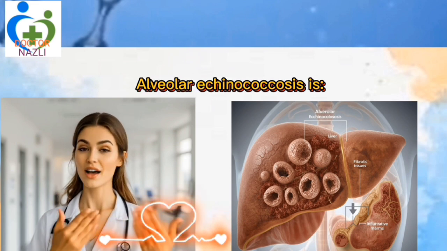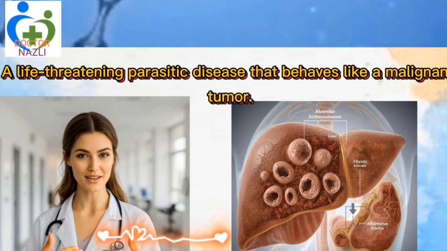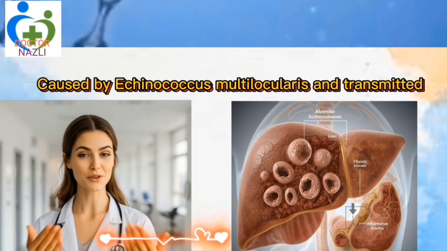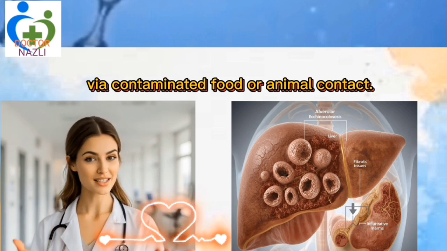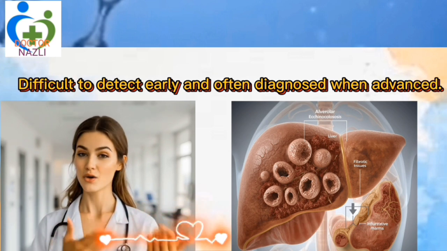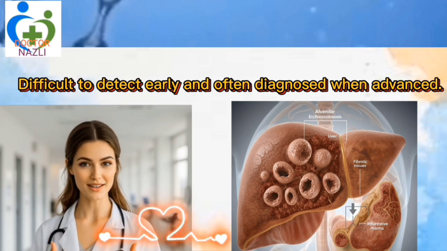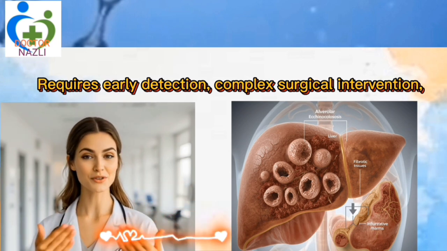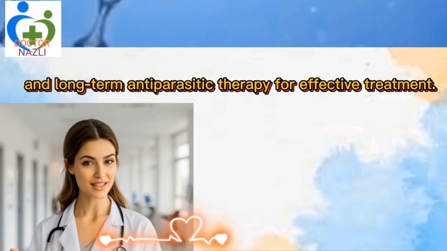Conclusion: alveolar echinococcosis is a life-threatening parasitic disease that behaves like a malignant tumor, caused by Echinococcus multilocularis and transmitted via contaminated food or animal contact. It is difficult to detect early and often diagnosed when advanced. It requires early detection, complex surgical intervention, and long-term antiparasitic therapy for effective treatment.